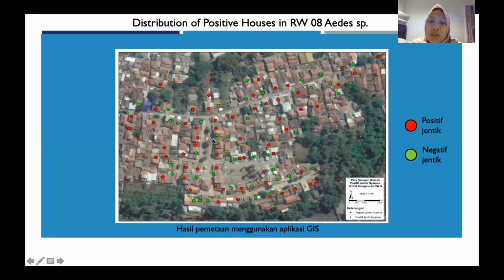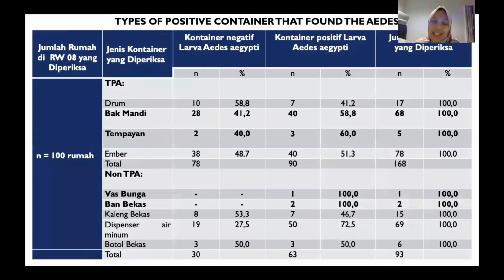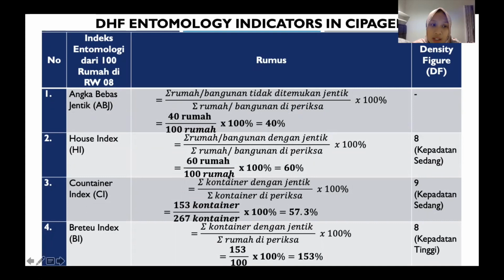And this is the distribution of positive houses in RW 8 at CIPAGERAN village. The red one is a house with positive larva, and the green one is a house where we can't find larva. And this is the types of positive container in which the Aedes aegypti species was found. From the 100 houses that we observed, there are TPA containers and non-TPA containers.